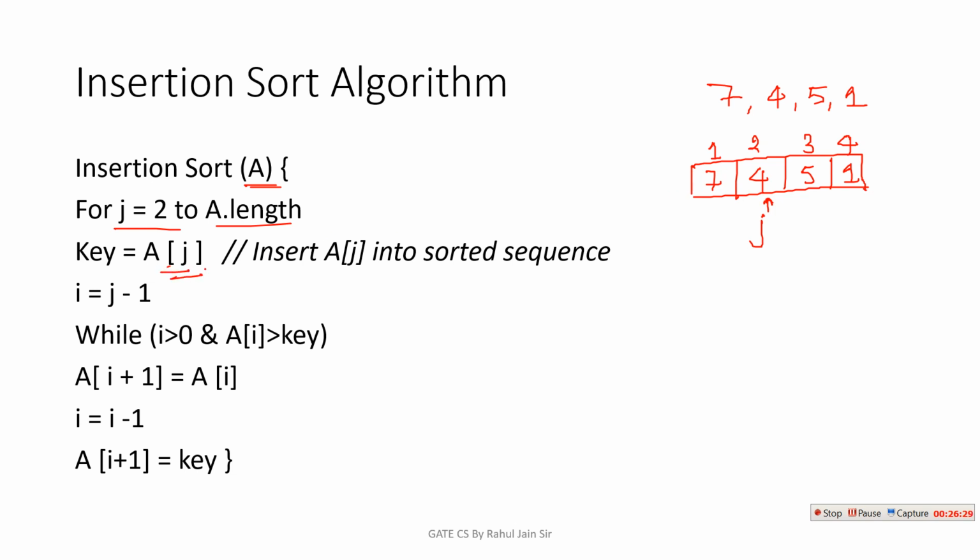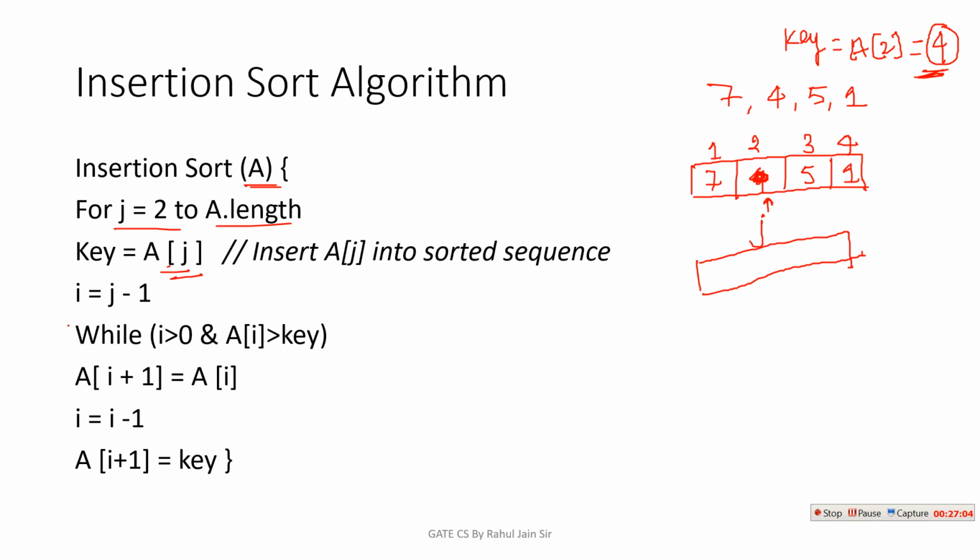Then key equals A[j]. So I will assign key equals A[j]. A of j, that is, the value of j is 2, so A of 2 is 4. So my key is 4 here. Currently my key is 4. So I put my key here. I am holding this key here.